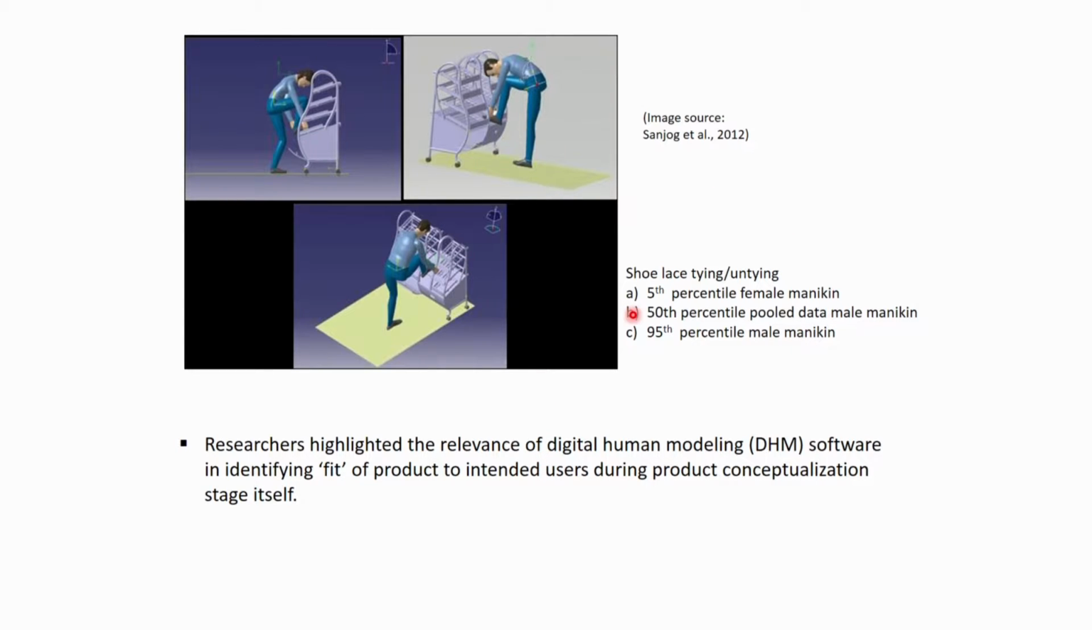So, following this analysis of the shoe rack from various ergonomic aspects, researchers highlighted the relevance of digital human modeling software in identifying the fit of the product to the intended user during product conceptualization itself. Instead of making the actual product or physical mock-up, the researchers could validate the design concept in terms of ergonomic aspects in a virtual environment.